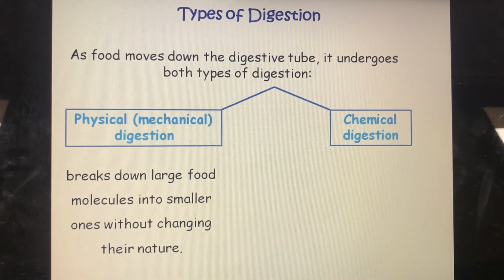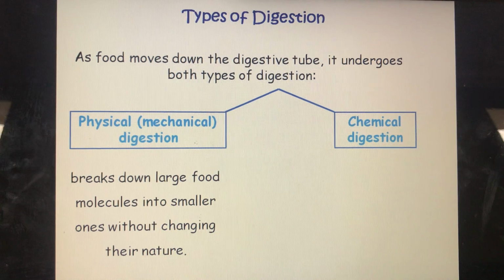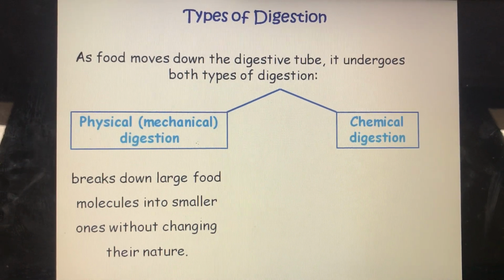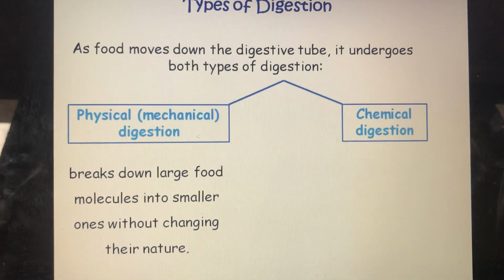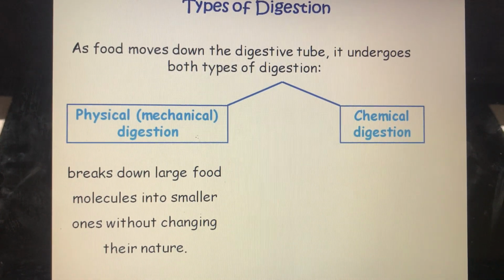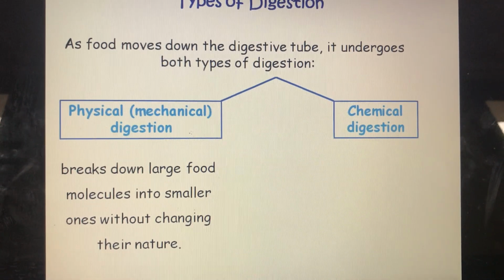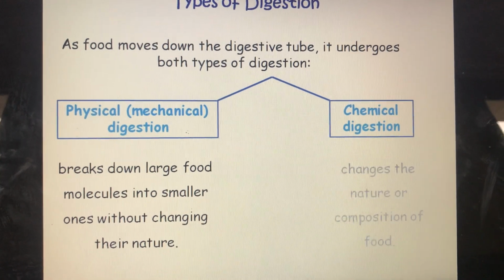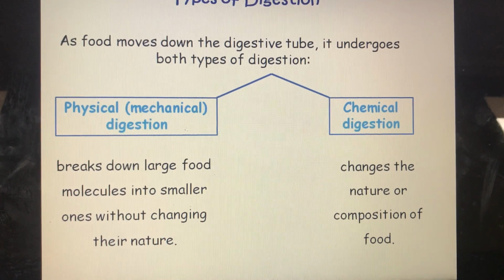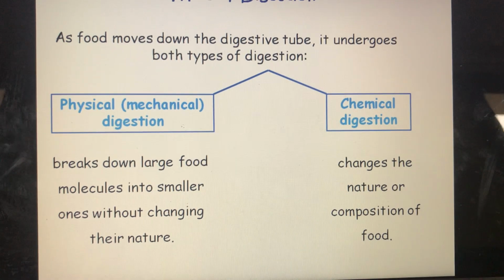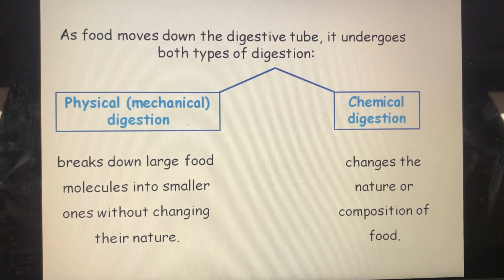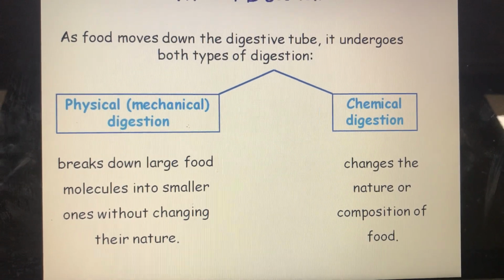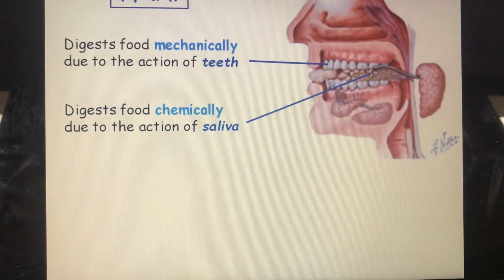What do I mean by physical or mechanical digestion? It means breaking down large food molecules into smaller ones without changing their nature. So you're just cutting the big pieces of food into smaller ones. While chemical digestion means changing the nature or composition of food. It means changing the arrangement of atoms inside of food molecules.